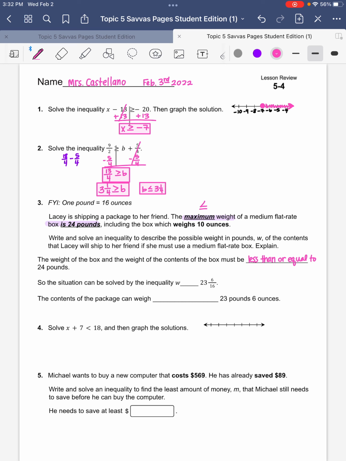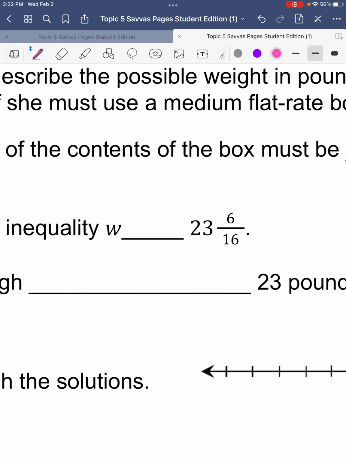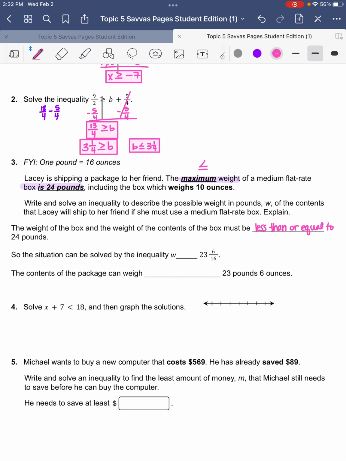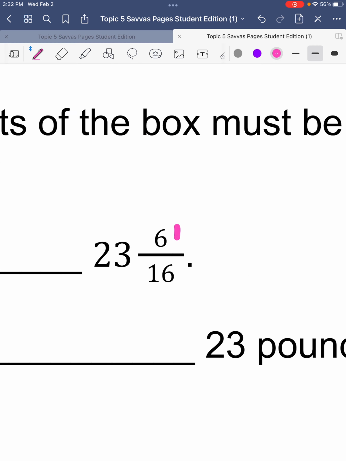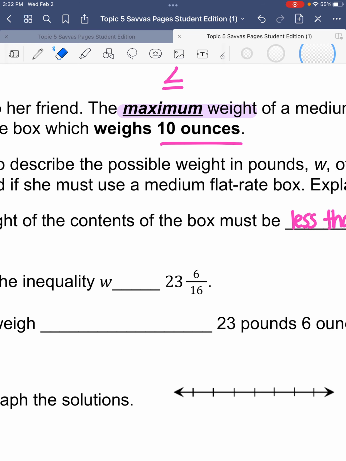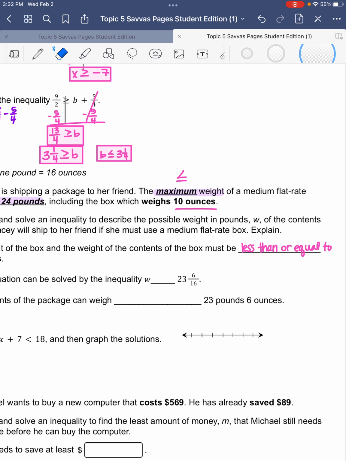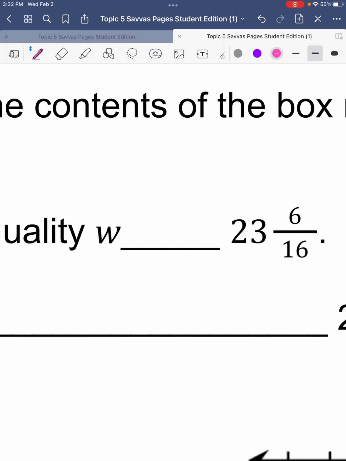So the situation can be solved by the inequality. W is something compared to 23 6/16. Well, remember, the box weighed 10 ounces. And if I add 10 to that, I get 16/16, which makes 1 full pound, which would make this 24, right? So that's where that number 23 6/16 is coming from. But what does W have to be compared to it? Because remember, W just represents the contents of the box, the goodies of the box. Well, wouldn't I stick with my same inequality sign, less than or equal to? There's no need to change it.